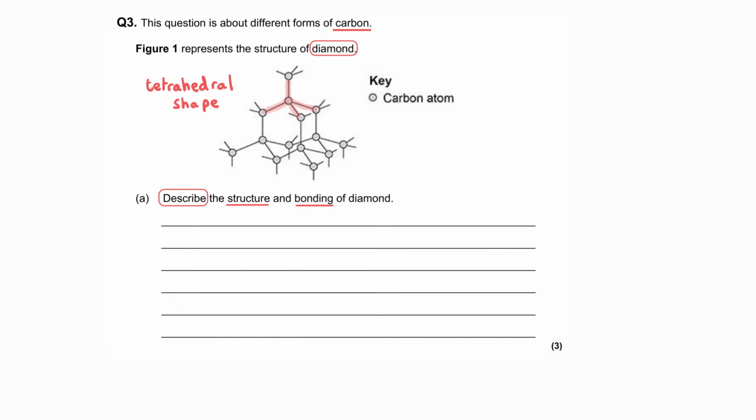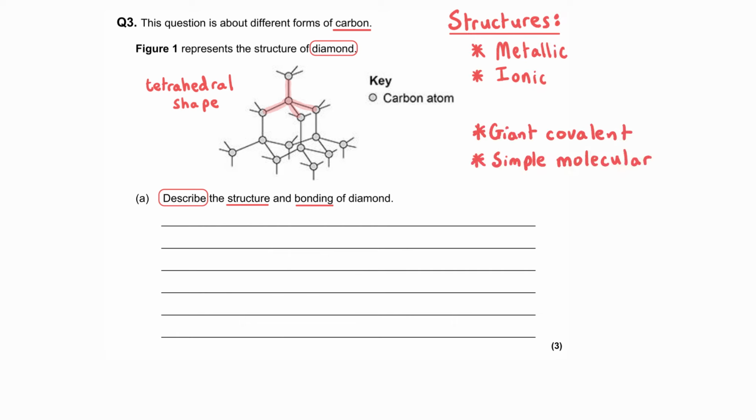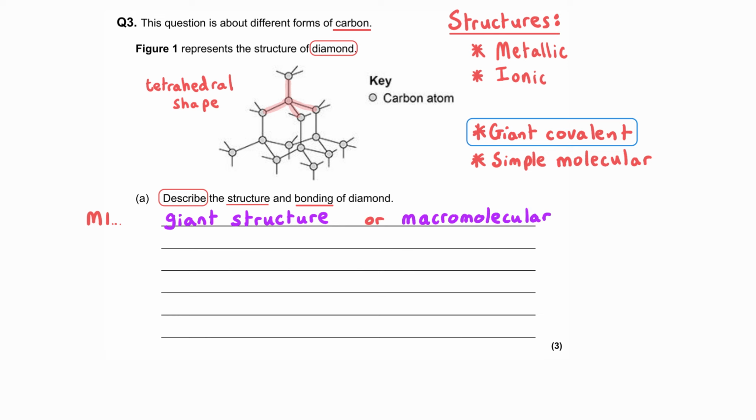Well, the structure is what type of substances make up diamond. And there are 4 options that you could have. You could have metallic, ionic, giant covalent, and molecular covalent. And diamond is a giant covalent structure, sometimes referred to as macromolecular. And you could say either of these two things for the first marking point. And so this is the structure of diamond.